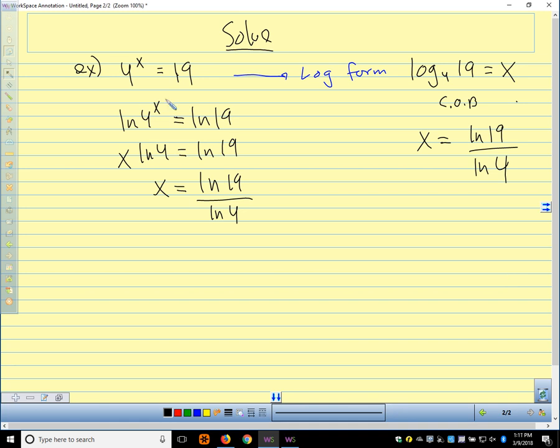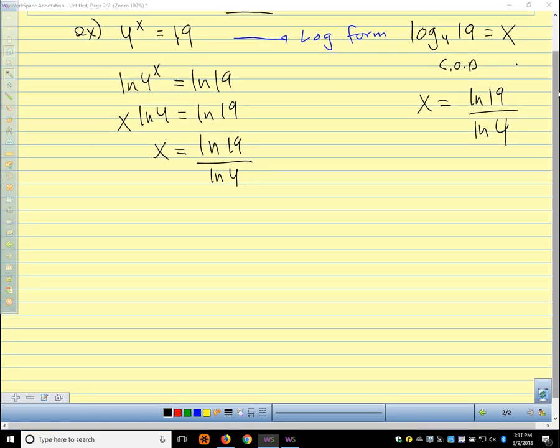So if you prefer to think of it this way, you can. If you prefer to think of it that way, you can. If you prefer to switch back and forth, you can do that as well. All right, questions there? All right, next one.